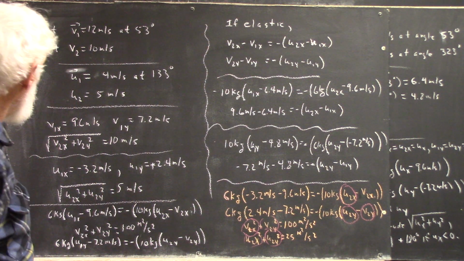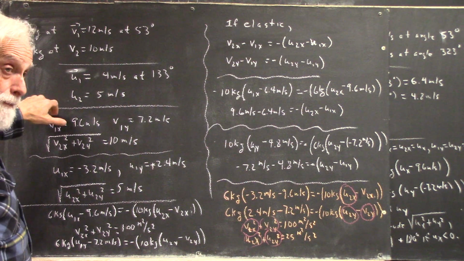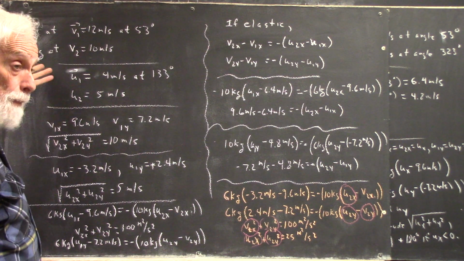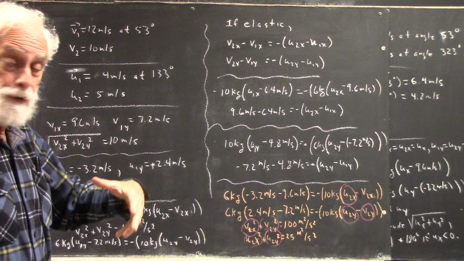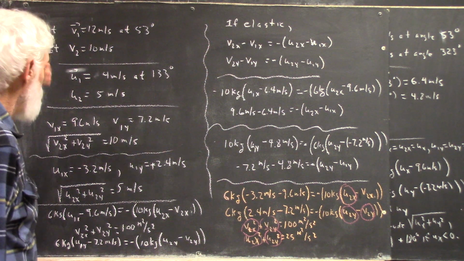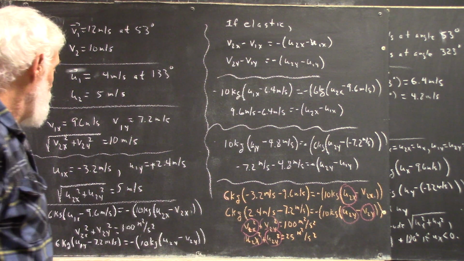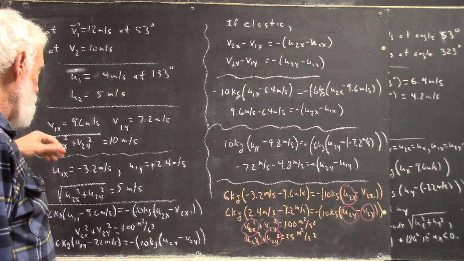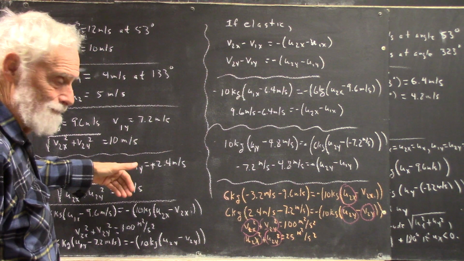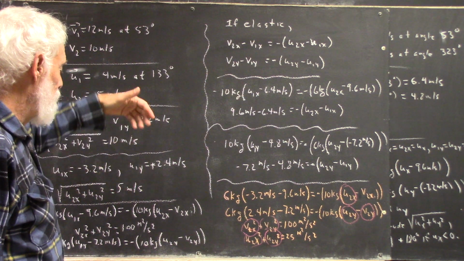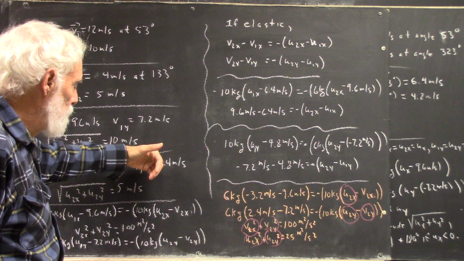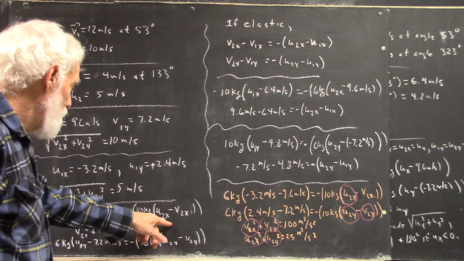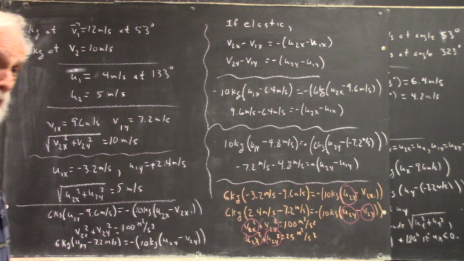So, the initial problem as posed is a valid problem. You don't have too much information. You don't have too little. You just have to assemble it carefully. I would have been much better off to write down M1 times U1x minus V1x equals negative of M2 times U2x minus V2x, and then carefully plugged in the relevant numbers.